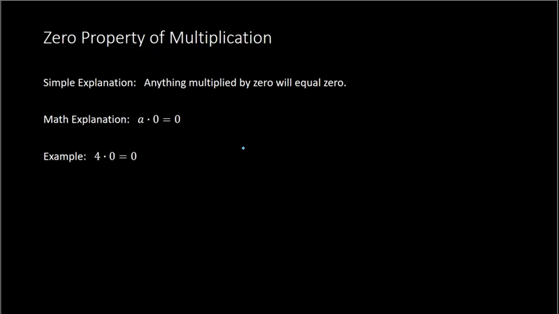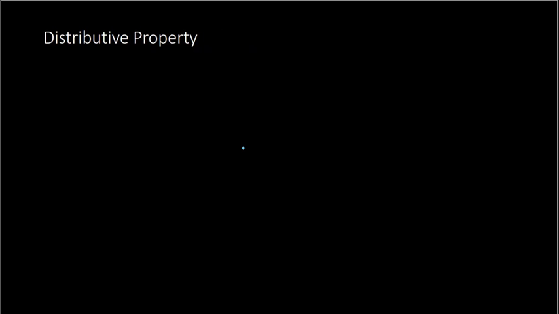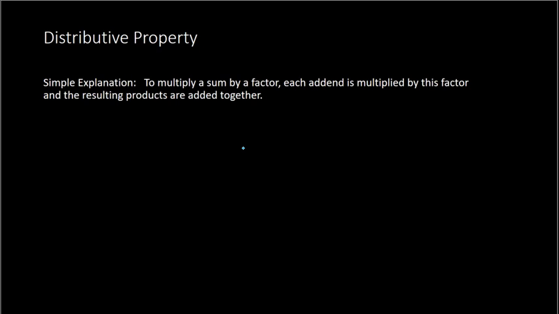All right, next we have what is called the distributive property. And this one you've hopefully been exposed to before, but we'll go through it again here. This property says, it's actually hard to explain in words, but we'll give it a try here. It says that to multiply a sum by a factor, so if you have a sum multiplied by a factor, each addend, so each number that you're adding, is multiplied by this factor, and then the resulting products are added together.